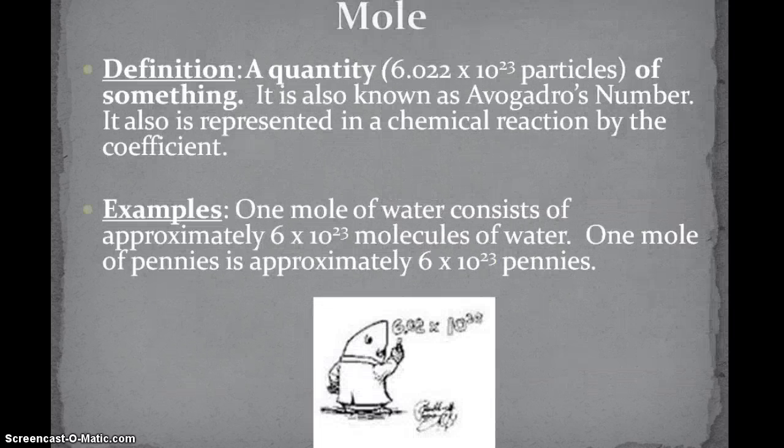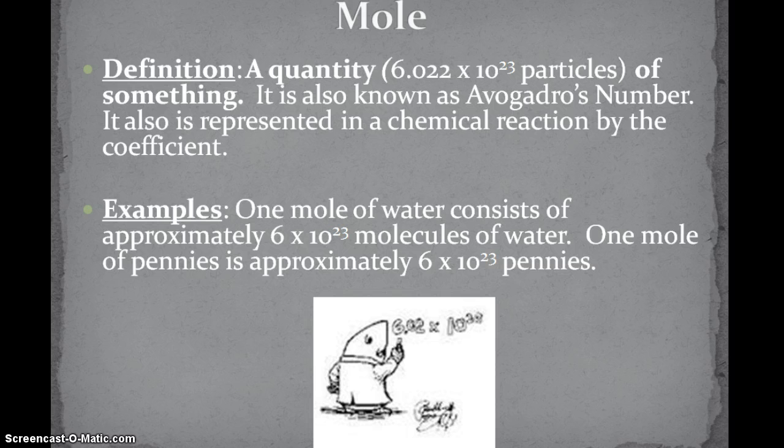The mole. A mole is a quantity, or 6.022 times 10 to the 23 particles of something. A quantity is like a dozen, for example. It is also known as Avogadro's number. It can be represented in a chemical equation by the coefficient in front of a compound or an element.